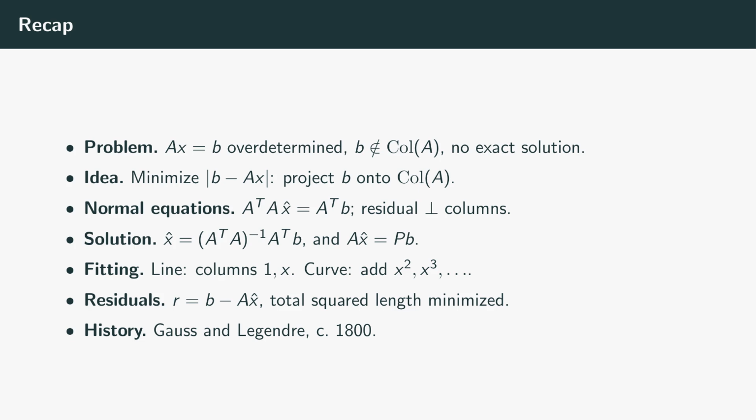To fit a line, use a column of 1s and a column of x values. To fit a curve, just add an x squared column or higher powers. Anything linear in the coefficients works. The residuals are the error vector, and their total squared length is as small as possible. Historically, Gauss and Legendre gave us this around 1800. Next episode, we turn to the symmetric matrix A transpose A that sits at the heart of all this and the spectral theorem that governs it.